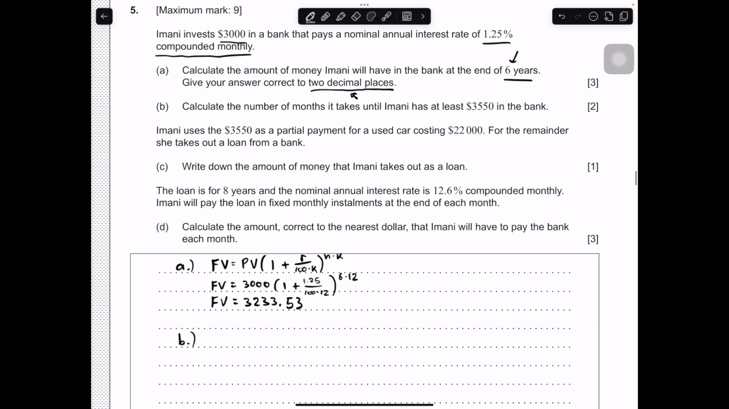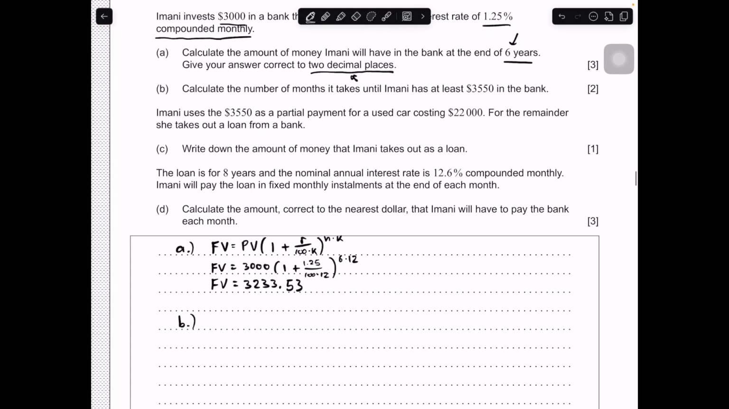Going back to the document. Calculate the number of months it takes until Amani has at least $3,550 in the bank. I'm going to use this compound interest formula once again. So, final value, she wants $3,550 in the bank. The present value is equal to 3,000. We have our interest rate of 1.25, and again, it's being compounded 12 times a year. N is what we don't know, but we know it's compounded at 12 times a year.